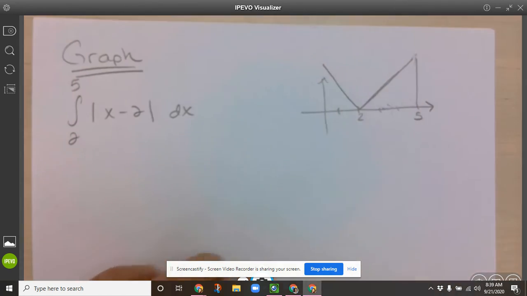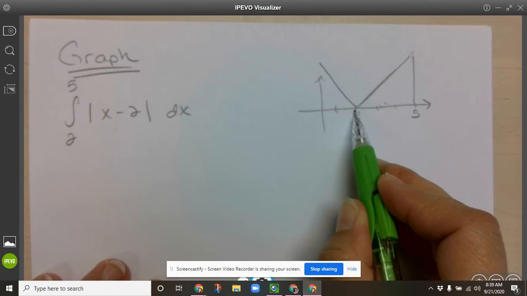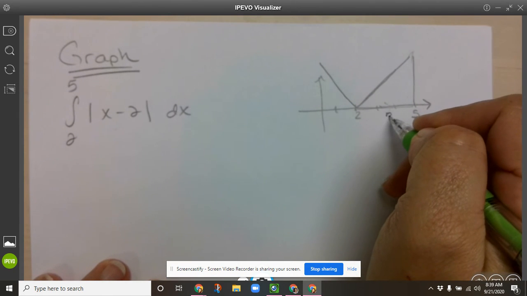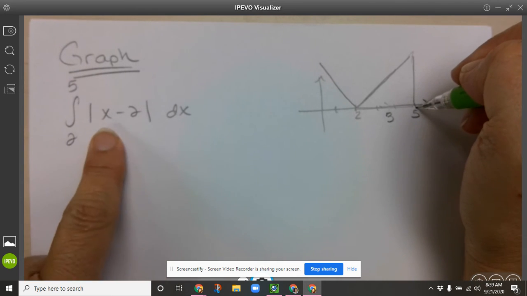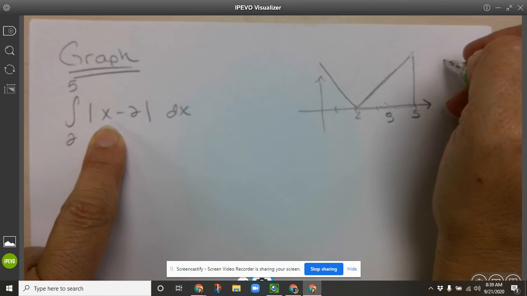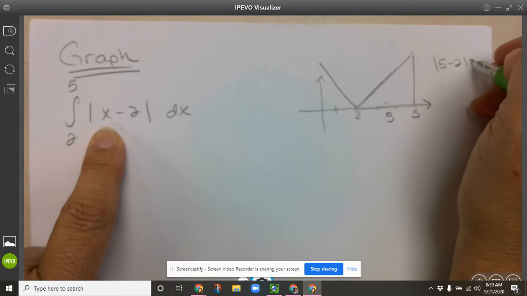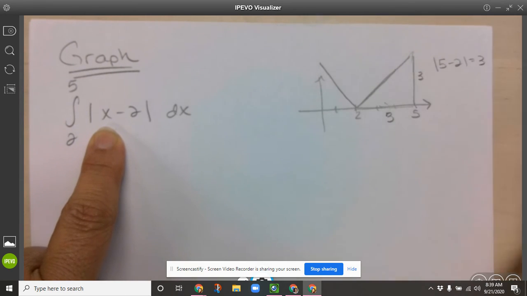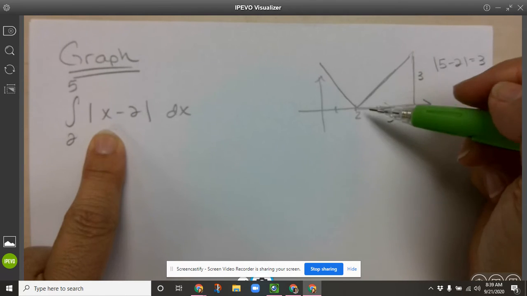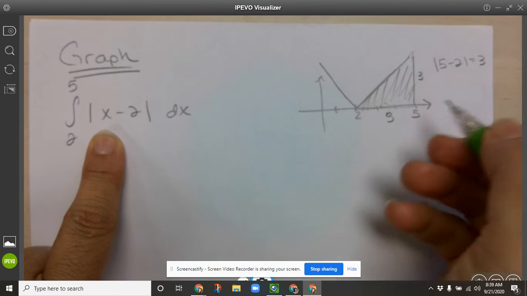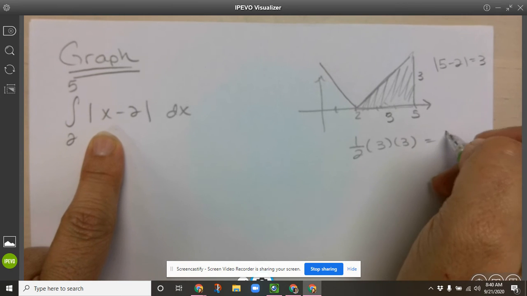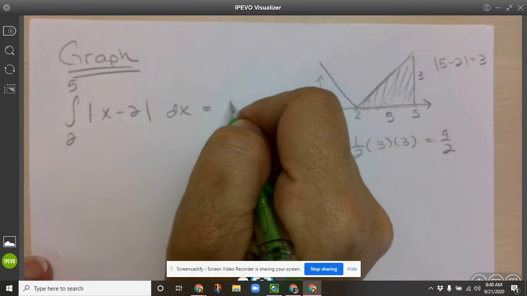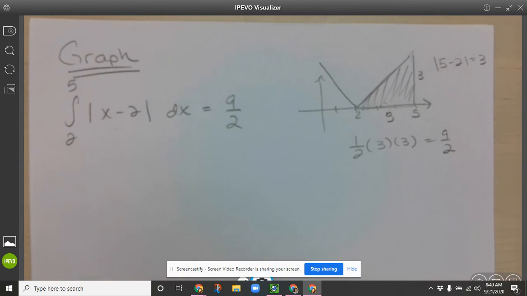And I can see that's going to be a triangle. This side down here would be 3. And this side over here, if I plug 5 into my function here, absolute value of 5 minus 2, that also equals 3. So this side is 3. And so this area is going to be 1/2 base times height, or 9/2. And so this integral simply equals 9/2.